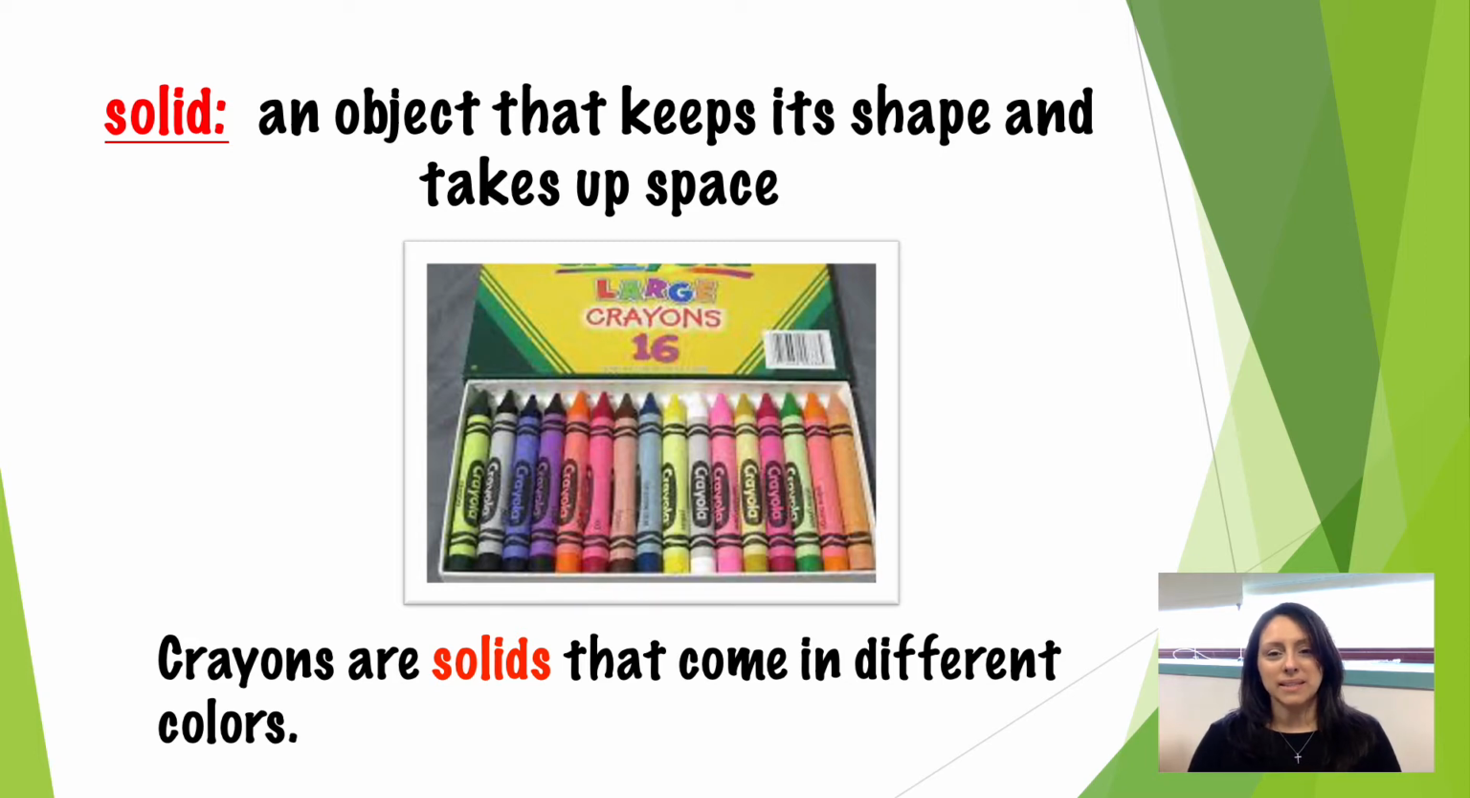Listen to my sentence where I use the word solid. It says, crayons are solids that come in different colors. Can you think of another example of a solid? Take a look around where you are. Do you see any solids around you? Something that takes up space and keeps its shape?